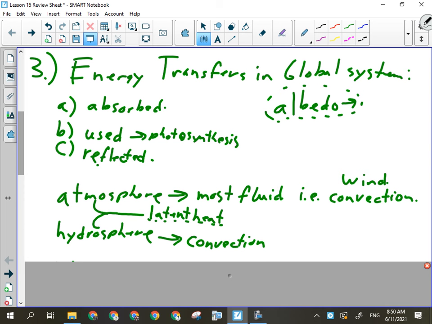Within the hydrosphere we have convection, not as important. Within the lithosphere it's all conduction. Again, not important. Mostly you're going to talk about the atmosphere and the role it plays in transferring energy from place to place. Talk about wind. Talk about jet stream. Talk about latent heat. That kind of stuff.